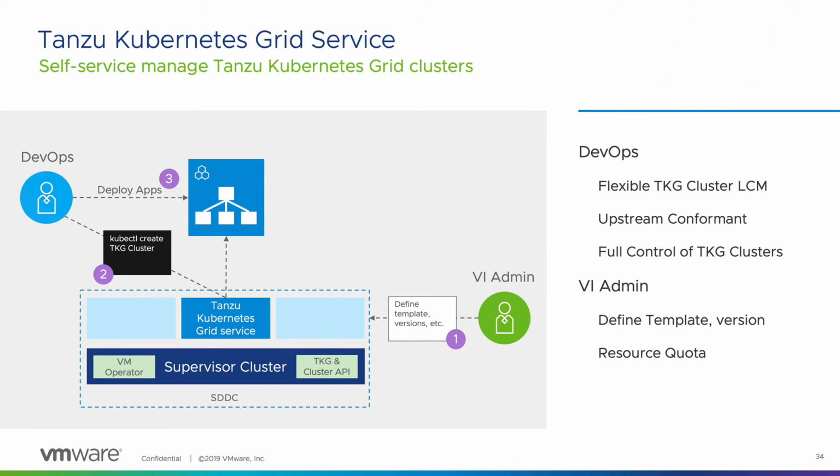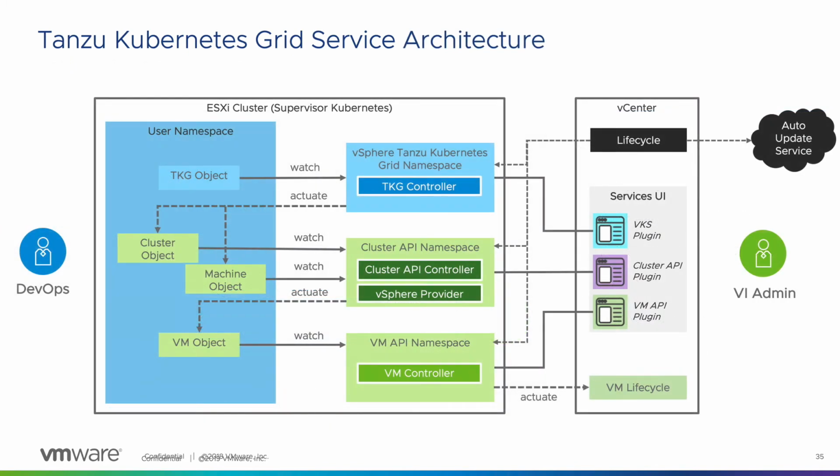It's completely upstream conformant. So we're not doing anything, it's just vanilla Kubernetes. So if it works on any Kubernetes cluster, it's going to work on a Tanzu Kubernetes Grid cluster as well. And this is just an overview of what the service architecture looks like.